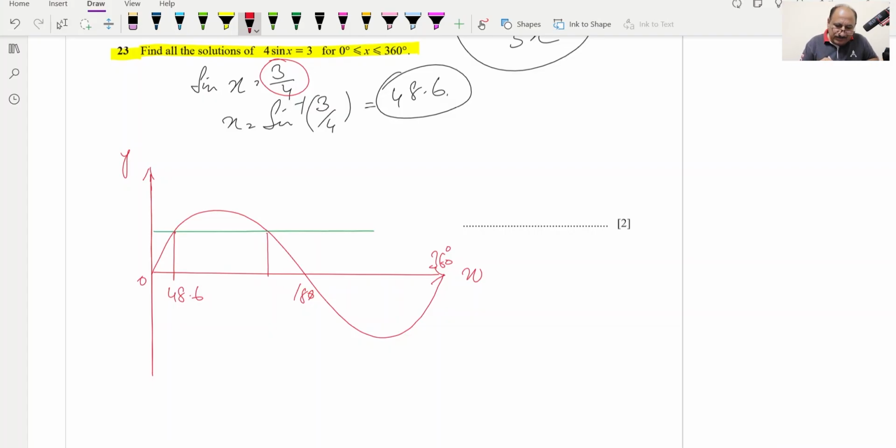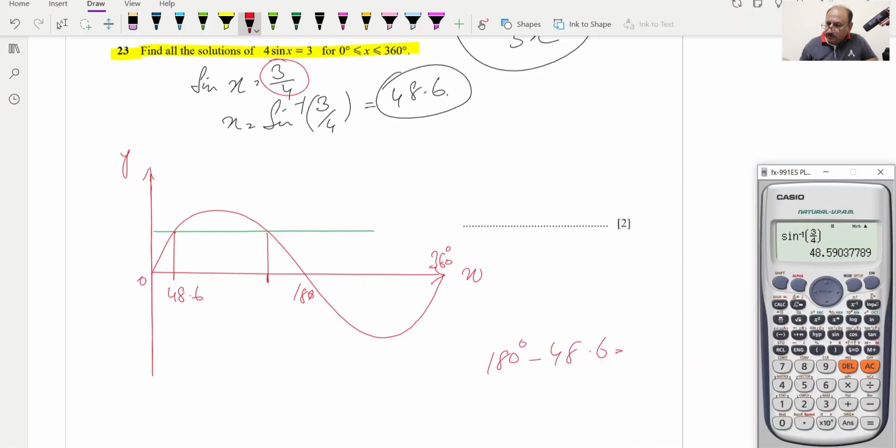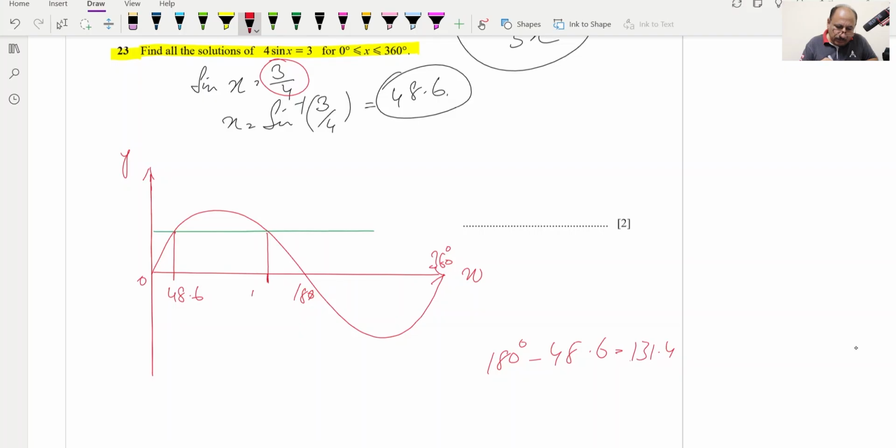So this side, this point will be 180 degrees minus 48.6. And if we subtract 180 minus 48.6, this will be equal to 131.4. So this point will be 131.4, and this value of y will be 3 by 4. And we can see in this area there is no other point up to 360. We can check up to 360, there is no other solution for this.